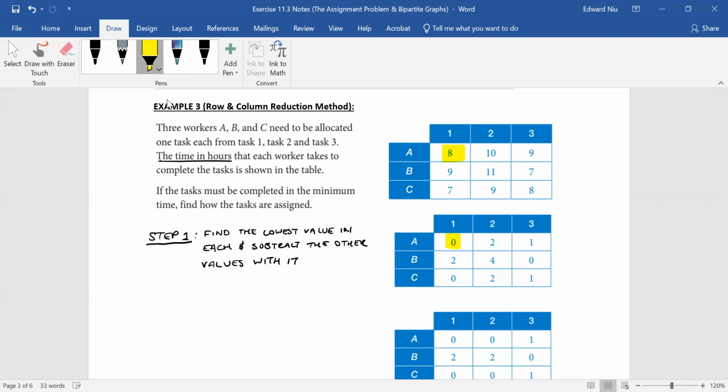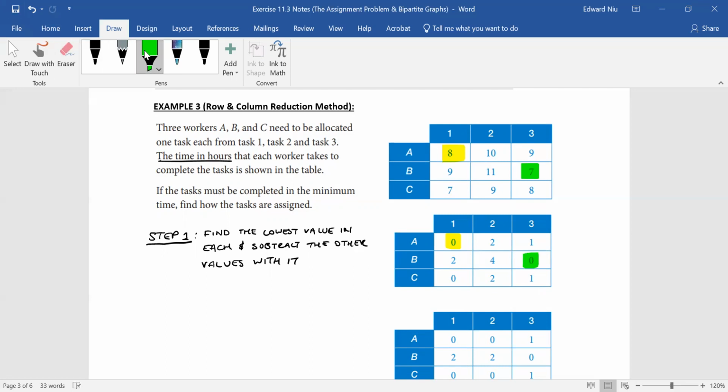The next part is we take a look at person B. He or she is most efficient at job 3. Okay, so we subtract every other job, 1 and 2, by 7. So 9 take away 7 gets us 2. 11 take away 7 gets us 4. 7 take away 7 gets us 0.